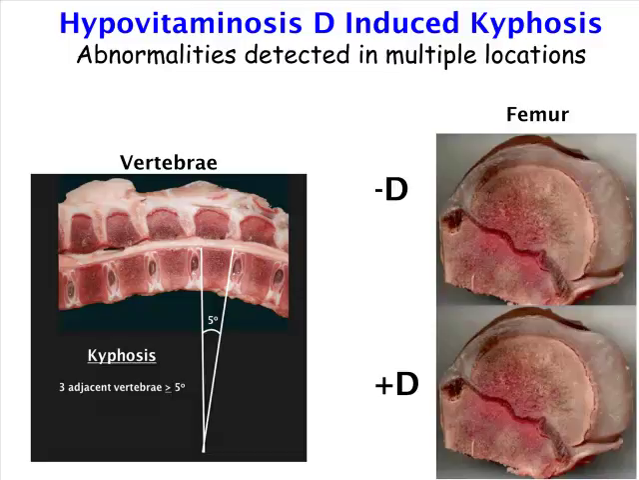However, the vertebrae were not the only bones we were seeing issues in. At a gross level, when we opened up the femurs and looked at the growth plate regions, we were also seeing very abnormal growth plate widths, as you can see here in the -D group, a wider, irregular growth plate as compared to the more organized plus D group.